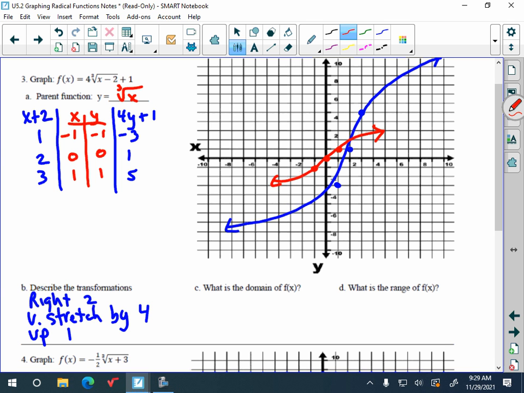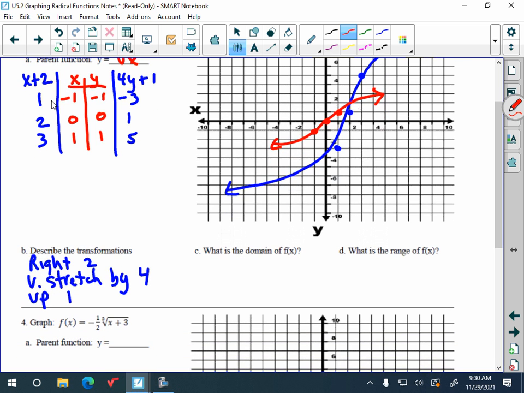What would the domain of this cube root function be? Good, negative infinity to positive infinity. Every vertical line will intersect this graph at some point. And then the range? Good, it's going to be the same, negative infinity to positive infinity. Every horizontal line will intersect this graph at some point. One thing that's nice about cube root functions, the domain and range is always going to be the same answer, negative infinity to positive infinity.